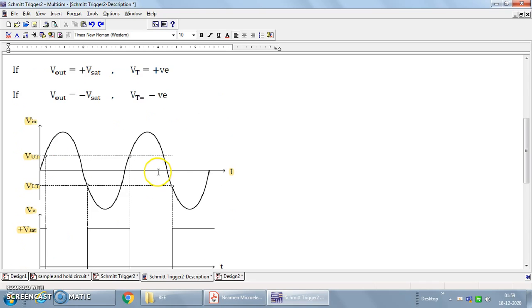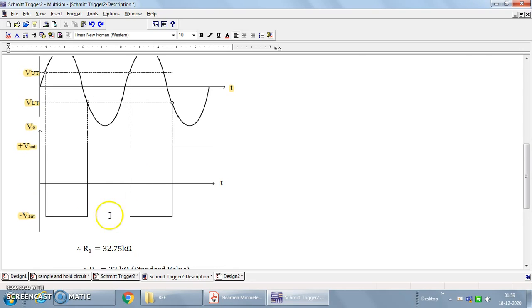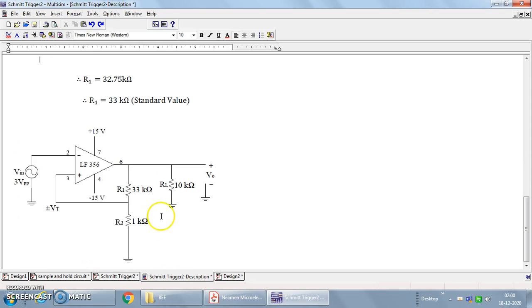Similarly, according to the waveform, if the input voltage is lower than the threshold voltage value, then the output settles down to the plus Vsat value. So this is the lower threshold value and the upper threshold voltage. The upper threshold voltage and lower threshold voltage decide whether the op-amp settles into plus Vsat or minus Vsat.